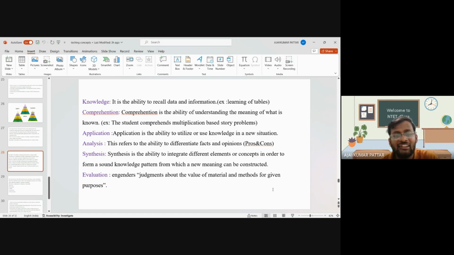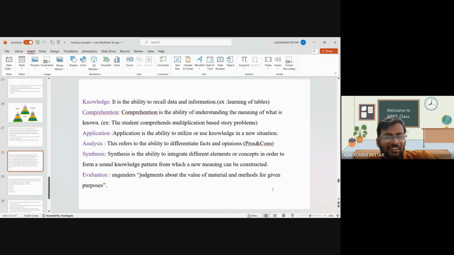Then analysis. This refers to the ability to differentiate facts and opinions, pros and cons. At this cognitive level, we can analyze. We can differentiate what is correct, what are the pros of this knowledge, what are the cons. We are in a position where we can differentiate: this is correct, this is not. Your opinion is correct, you can modify. Like that, we analyze the pros and cons of that knowledge. That stage we call the analysis stage.